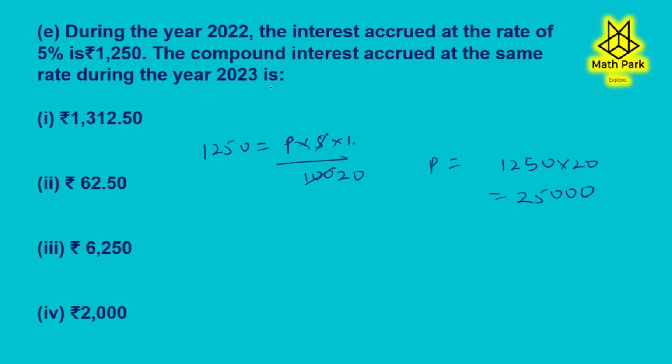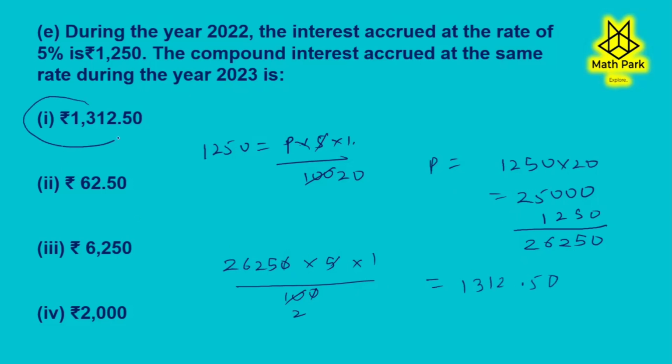Now this 25,000 was the principal at the beginning of 2022. The compound interest occurred at the same rate during the year 2023. So for the principal of the second year, we add the interest 1250. So we get 26,250 becomes the principal for the second year. So we have 26,250, the principal, multiplied by the rate, which is 5%, into time, which is 1 year upon 100, which we get as 5 ones and then 5 twos. Half of this goes 1312.50. So 1312.50 is the compound interest occurred at the same rate during the year 2023.